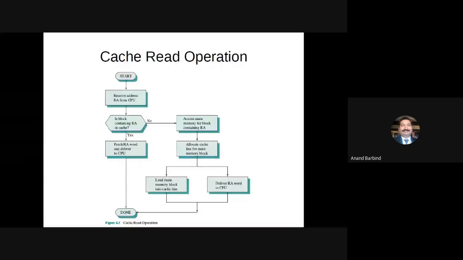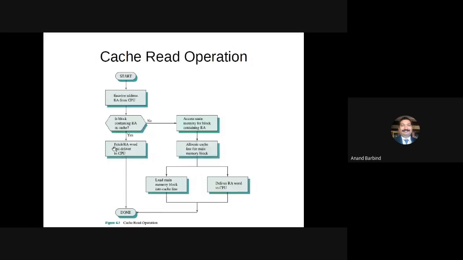Okay, so hit rate, what is hit rate? Hit rate is the percentage of time that a particular word is found in the cache. So if you design the cache such that the hit rate is 100%, then in that case this particular operation of the CPU will be much faster than without the cache.